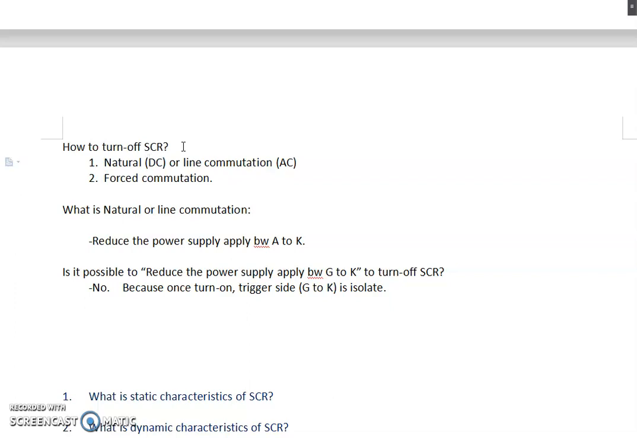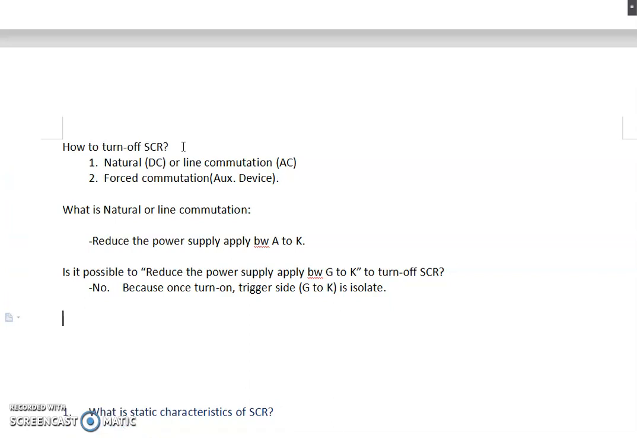What is forced commutation? Forced commutation means you use auxiliary devices, such as an auxiliary SCR, resistance, diode, and capacitance. These devices are used to apply a reverse bias across the main SCR to turn it off. That's all. This is about forced commutation.